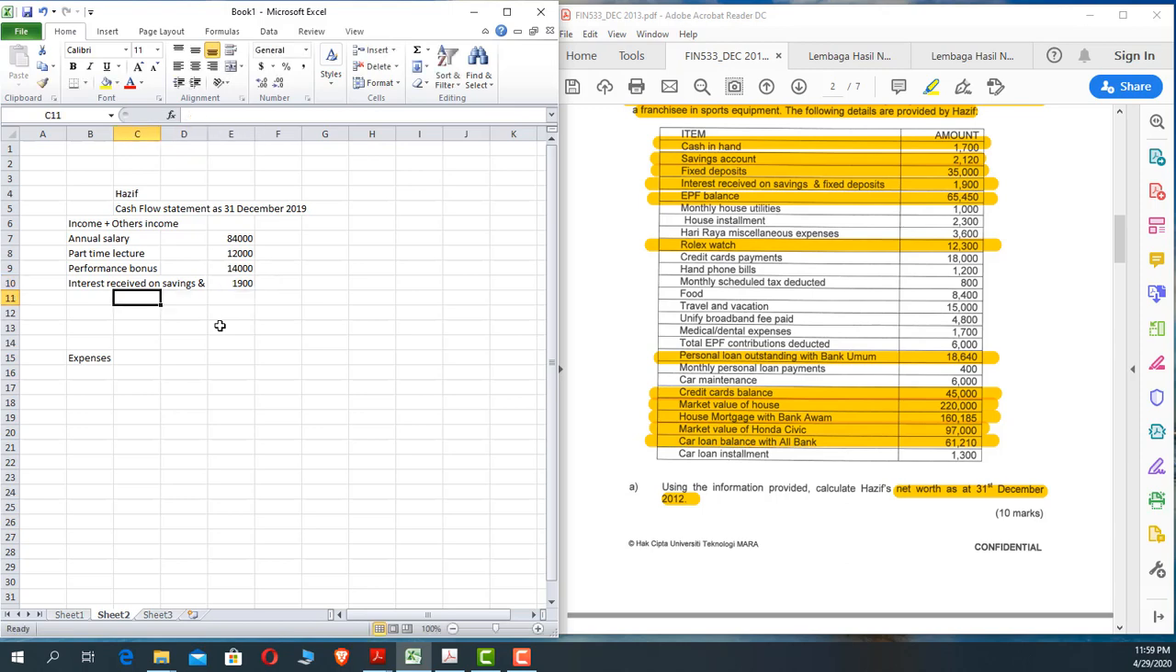Okay, the next monthly house utility. So kat sini ialah house utility, tapi monthly awak kena tukar lah. Maknanya based on your house utility, amount dia ialah 1,000 darab dengan 12 month. So ialah 12,000.